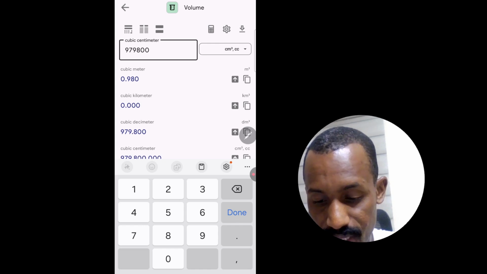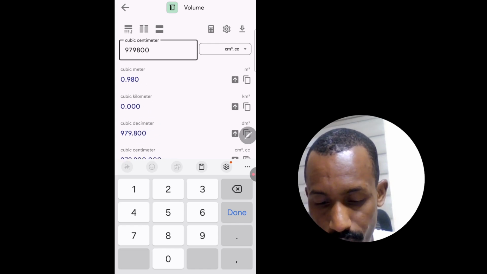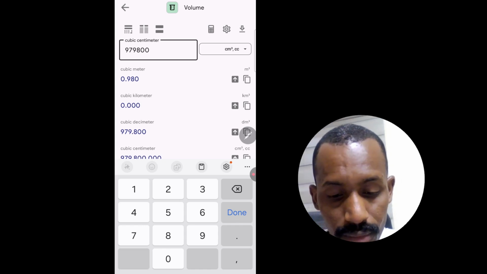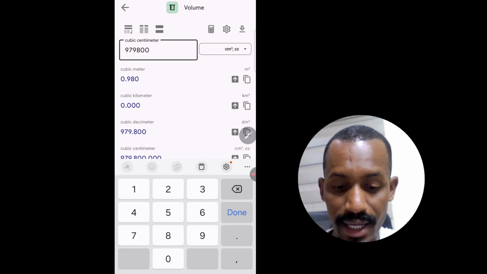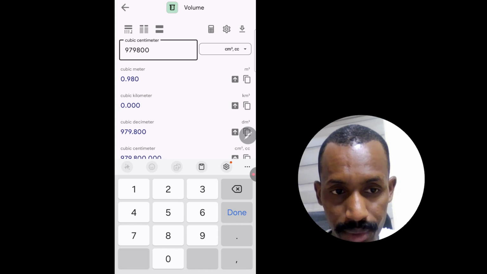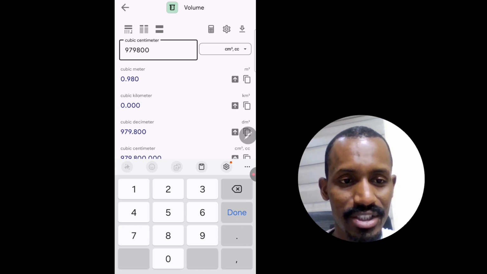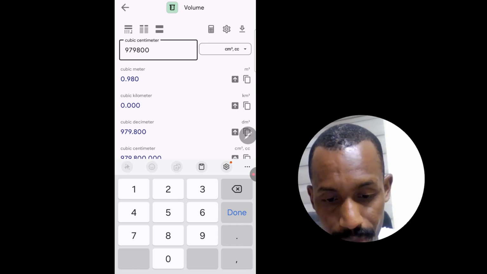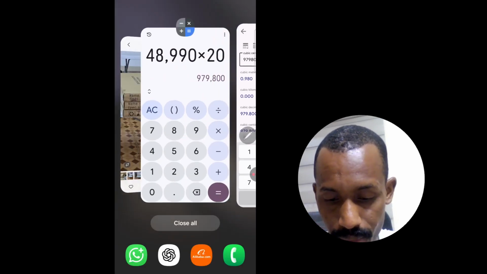When you paste it here, it is going to show you all the other corresponding units. Right now what we are interested in is cubic meters, and it shows that it's 0.98 cubic meters. We know that this thing is 0.98 cubic meters, and we also know that every cubic meter is this thing.